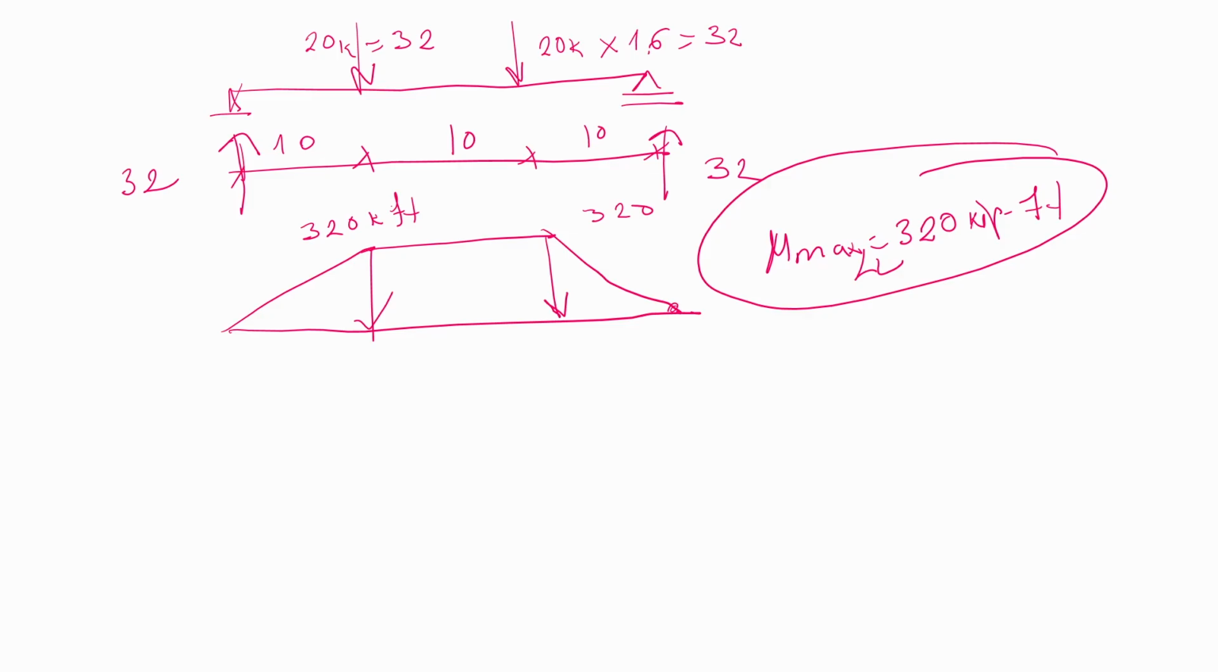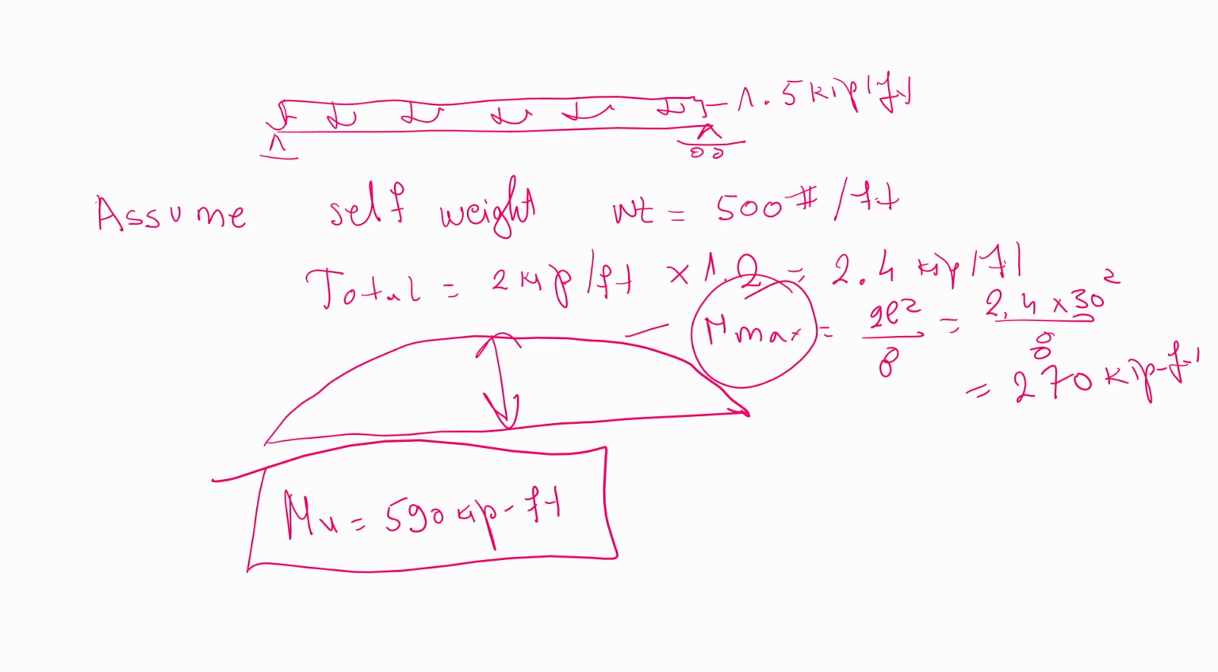What we have here, we need to draw the moment diagrams using the 2 point forces and distributed load. Since we have point forces as a live load, we need to multiply with 1.6, which will be safety factor, and our maximum moment will be 320 kip feet. This is moment maximum due to live load.